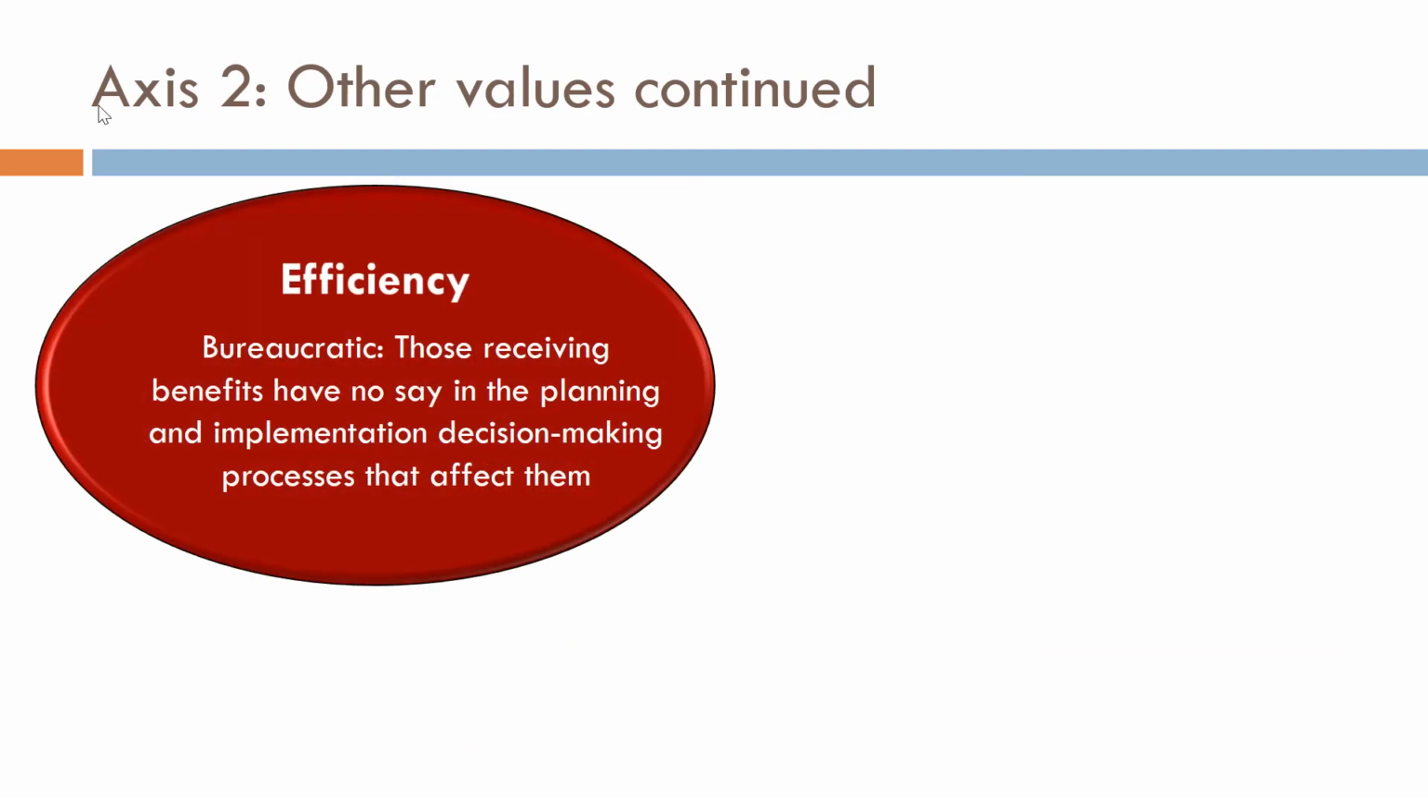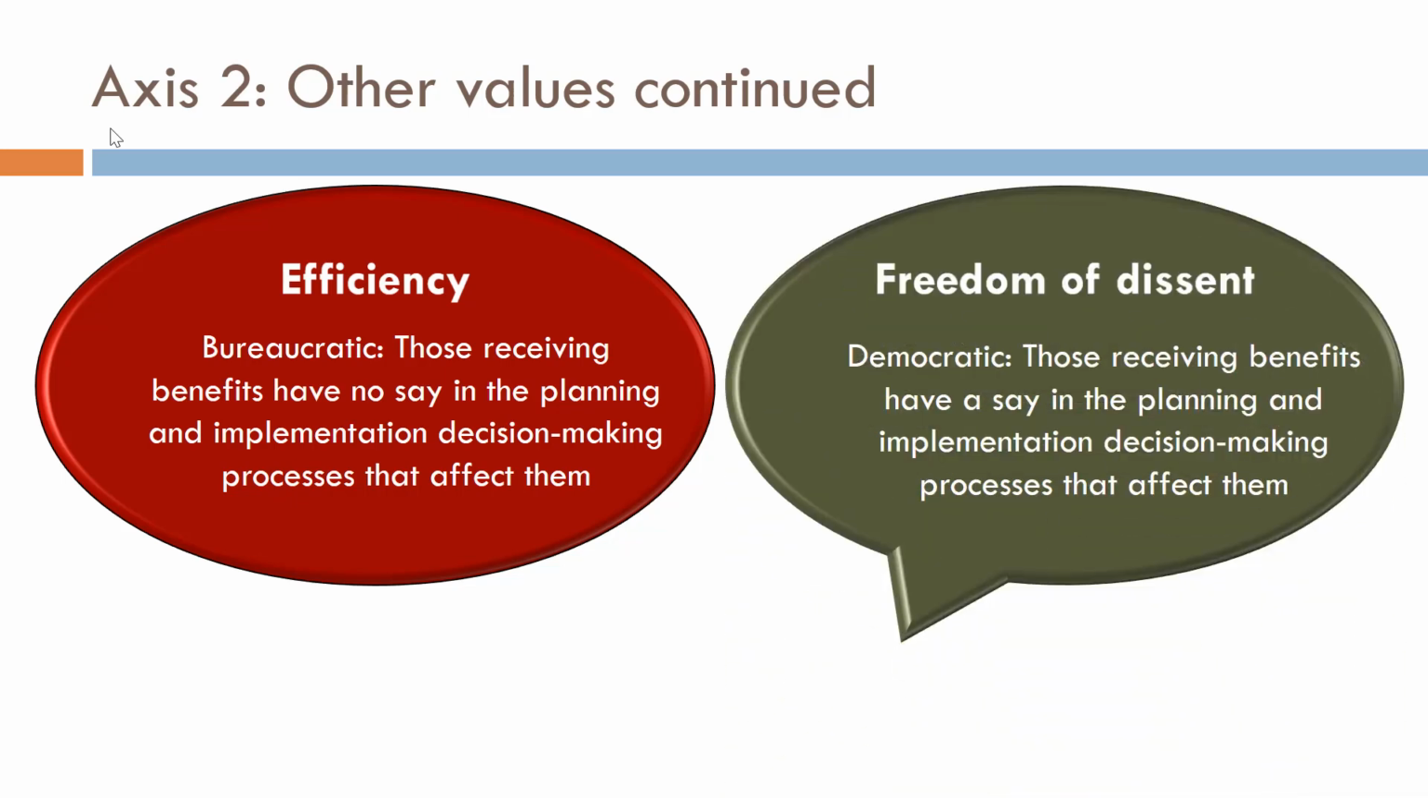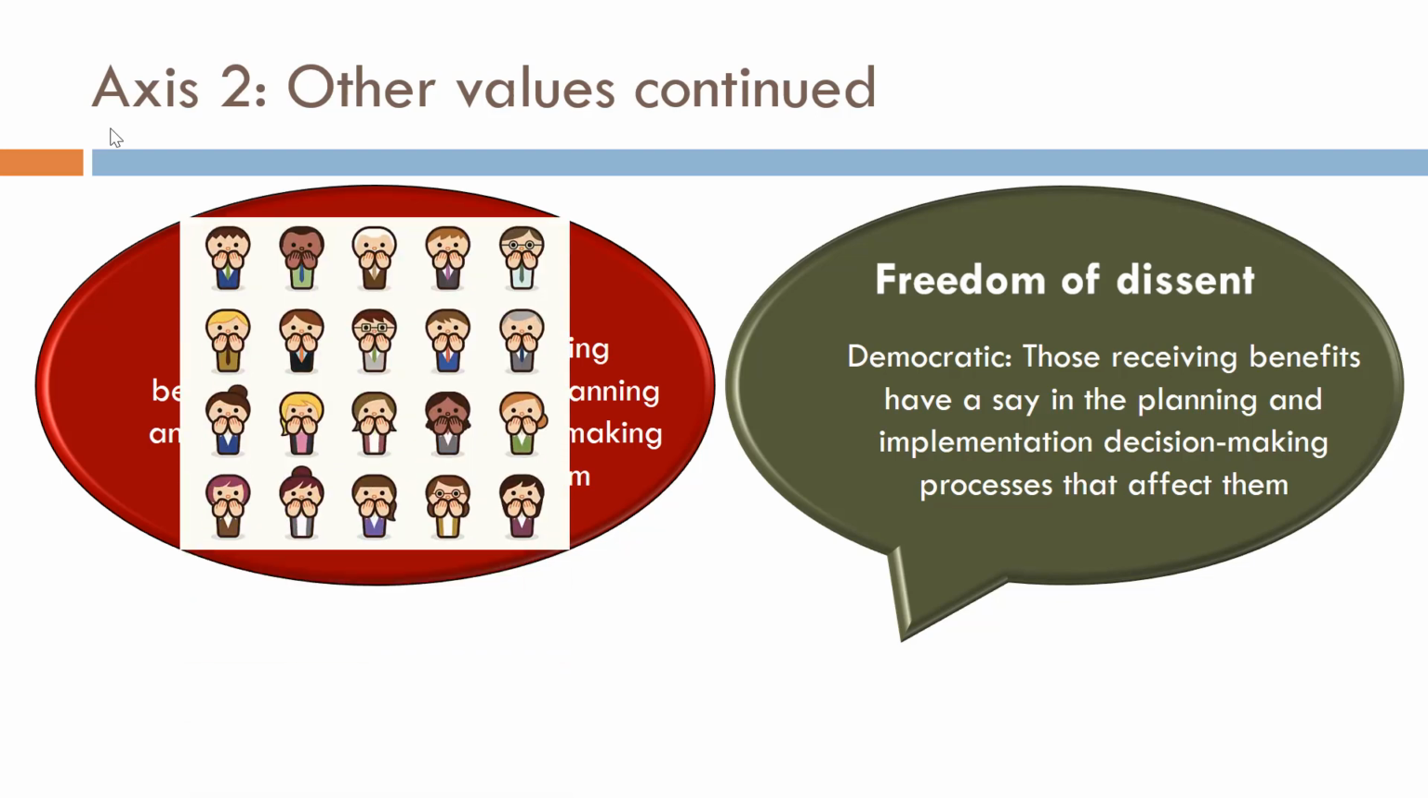Okay. Another value involves the value of efficiency versus the freedom of dissent. So efficiency is a more bureaucratic belief system that those receiving benefits should have no say in the planning and implementation and decision-making processes that affect them, because it would take a lot of time and energy and effort to give the beneficiaries, the clients, a say in all of these choices that are being made. And rather than do that, the idea is they have no voice in the process.